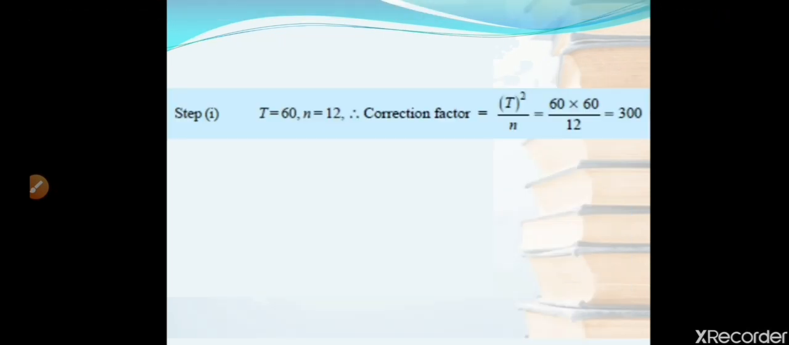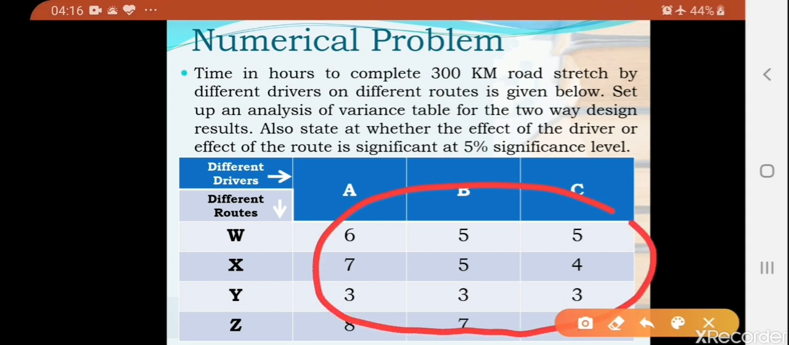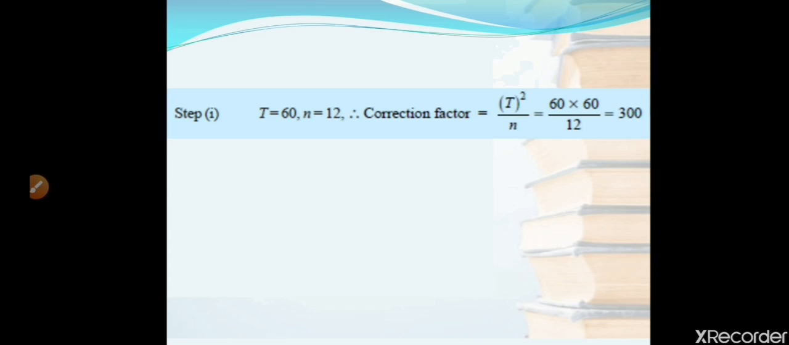So first of all, the first step is we have to calculate correction factor T square upon N. And what is T? It is the addition of all the values: 6 plus 5 plus 5 plus 7 plus 5 plus 4 plus 3 plus 3 plus 3 plus 8 plus 7 plus 4. So that is T, and it is 60. And total number of items are 12. So correction factor comes out to be 300.